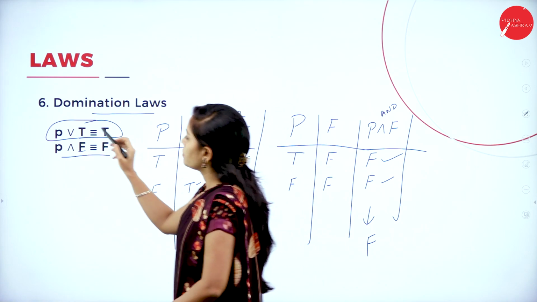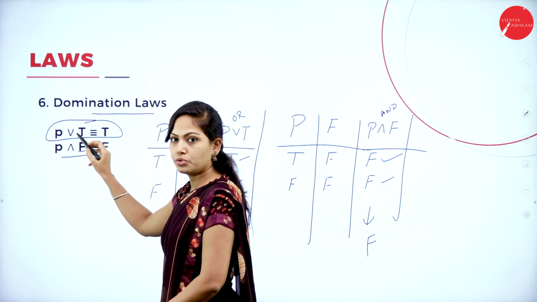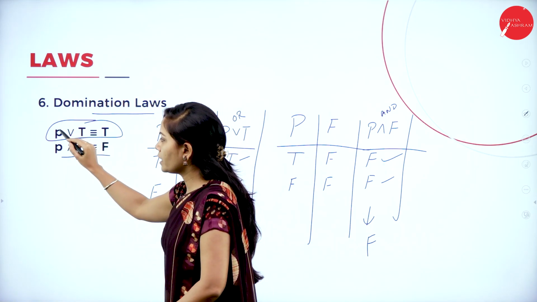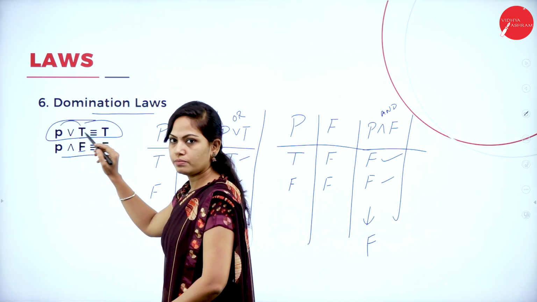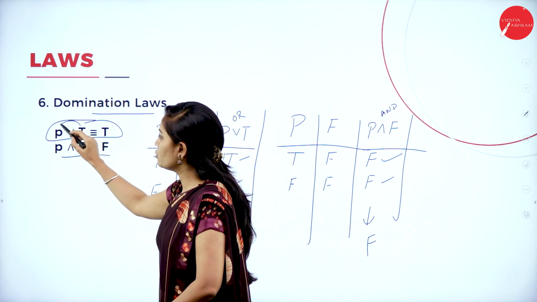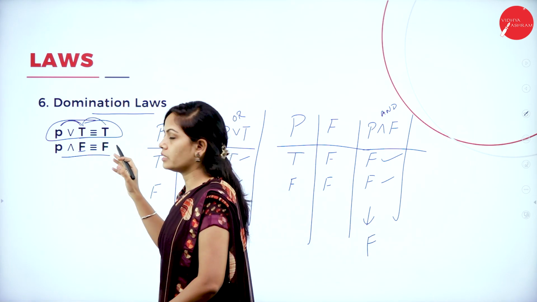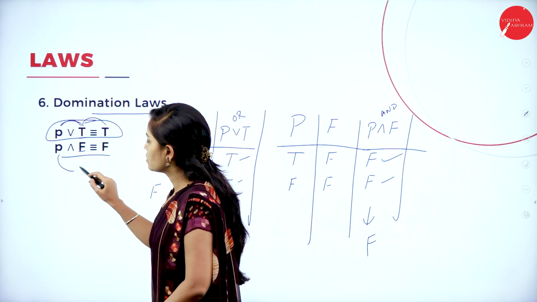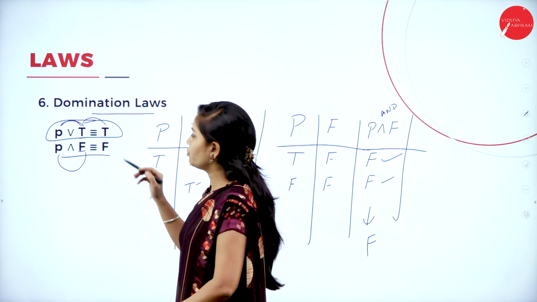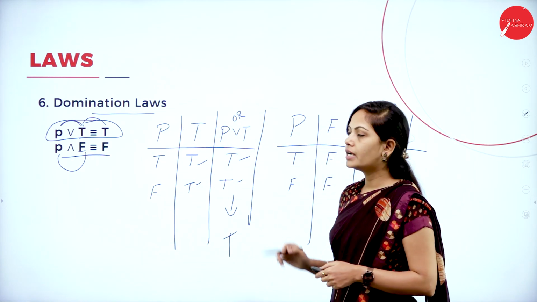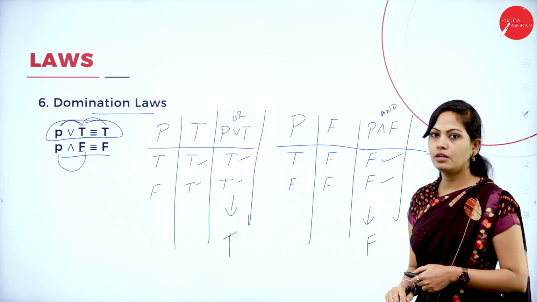So it is equivalent. This is called the domination law. If your P value is ORed with true, again you will get true only. So it is dominating. And if your P value is ANDed with false, again you will get the false condition. This is called the domination law.